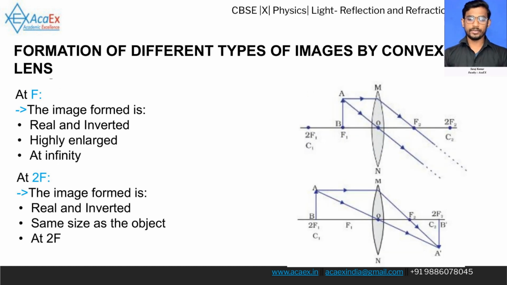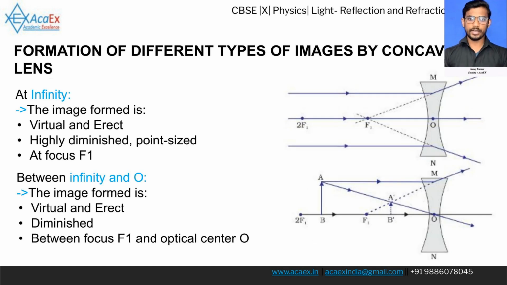Image formation by convex lens. Part 3. Object at F. The image is formed at infinity, is highly enlarged, and is real and inverted. Object at 2F. The image is formed at 2F, is the same size as the object, and is real and inverted.